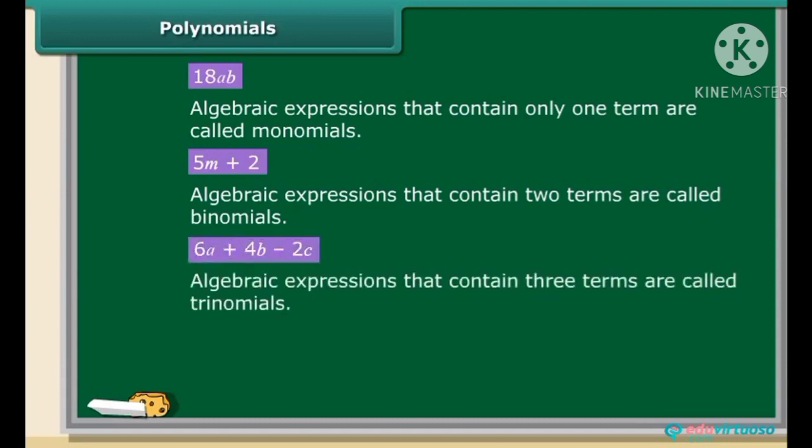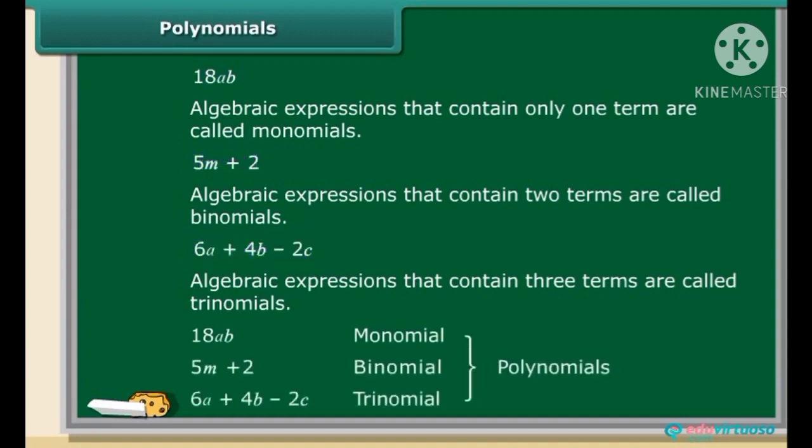6a plus 4b minus 2c. An algebraic expression that contains three terms is called a trinomial. The three terms are 6a, 4b and minus 2c. So 18ab, one term, monomial. 5m plus 2, binomial. 6a plus 4b minus 2c, trinomial. So remember, all algebraic expressions that have 1, 2, 3 or more terms are called polynomials.